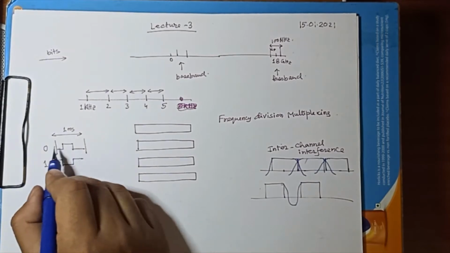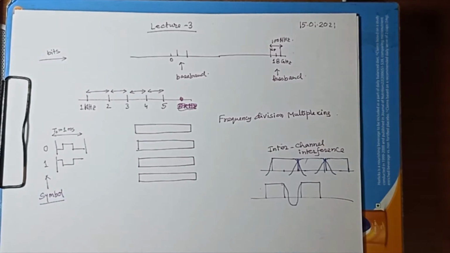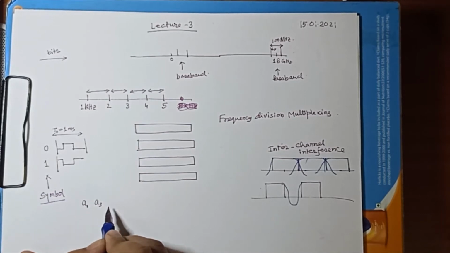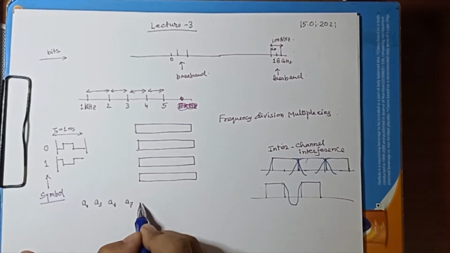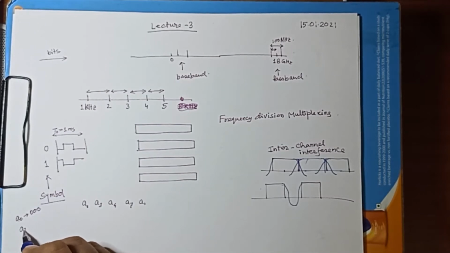But within that specified time window, which we will call T0, we will send one symbol. Typically when you have a digital sequence, whether it is binary or a 2 to the power n symbol constellation, you have sequences like A0, A3, A4, A7, A1. Suppose a 3-bit constellation, A0 to A7, where A0 is equal to 0, 0, 0 and A7 is equal to 1, 1, 1. This is the constellation which you are having.